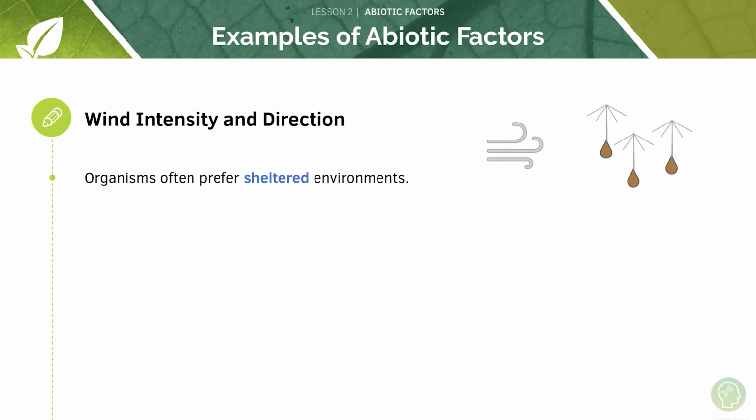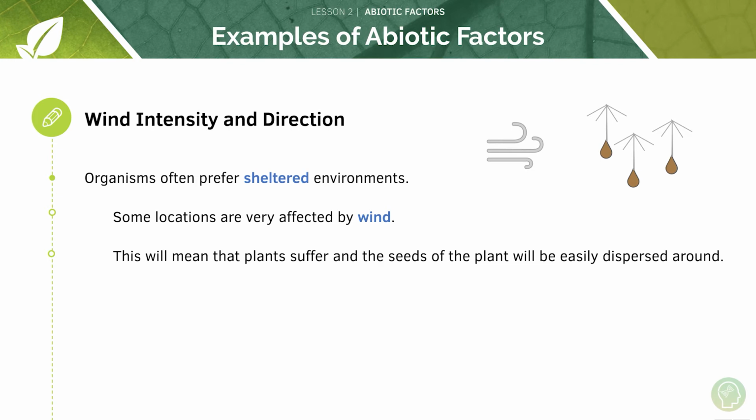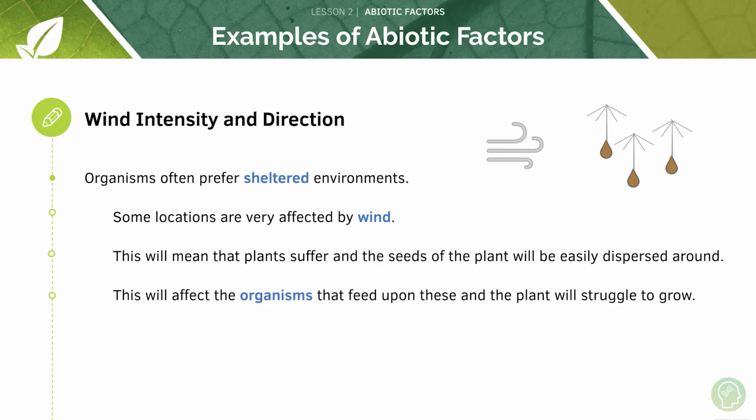Now, wind intensity and direction is an example of another abiotic factor. Organisms often prefer sheltered environments. Some locations are very affected by wind, and this will mean that the plants will suffer because they will have poorer stability, and the seeds of the plant will be easily dispersed around. And this in turn will affect the organisms that feed upon these, and the plant will struggle to grow.